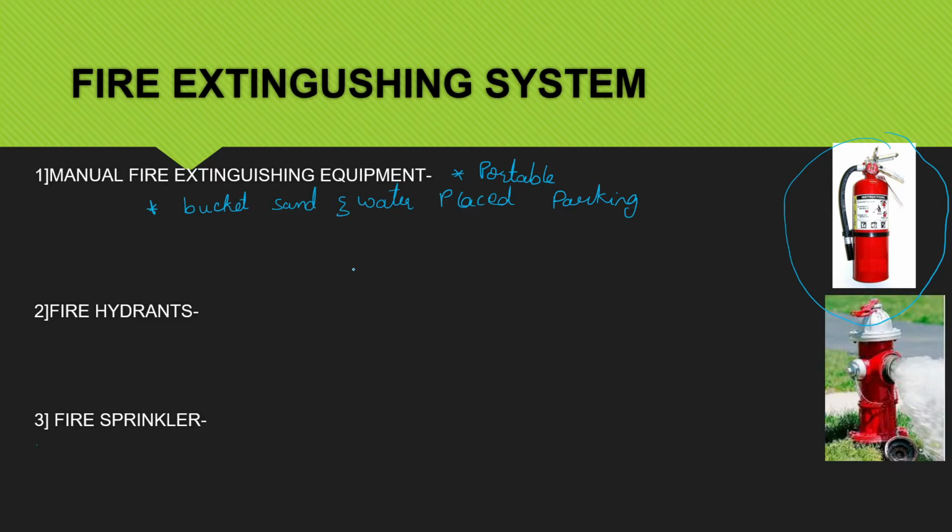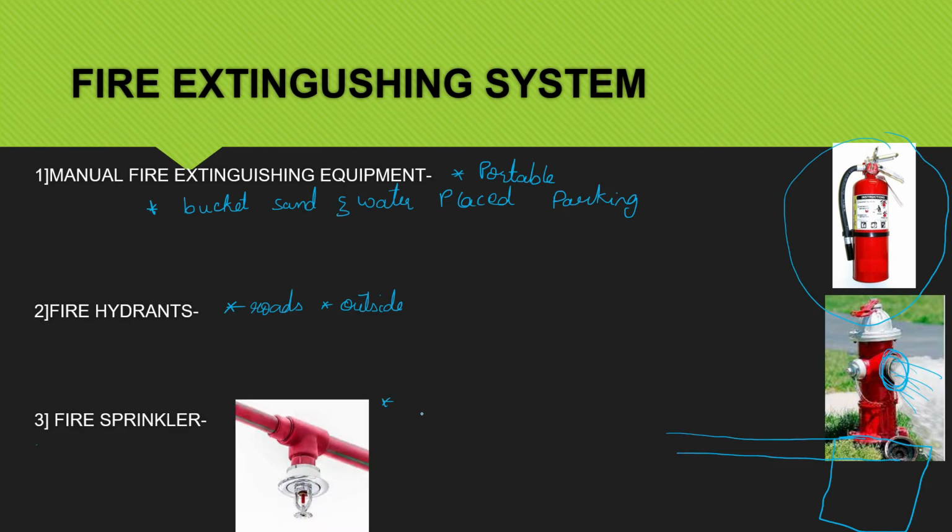Next is the fire hydrant. Hopefully you have all seen this on the roads, on the edge of the roads. These are placed outside the building. There is a pipeline connection from underground, or there may be an underground tank. So whenever you open the hose, pressurized water comes out from this hose. We can connect this hose with a pipeline for proper spraying of water.